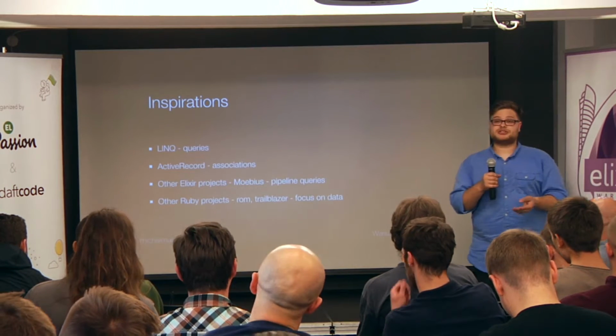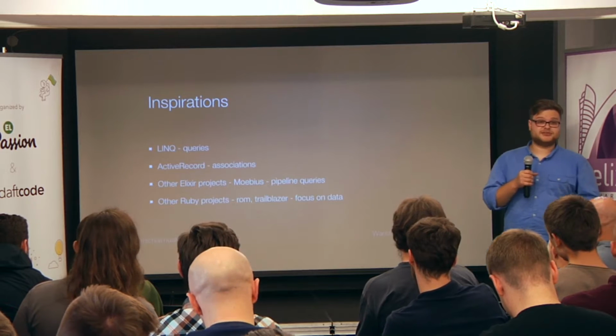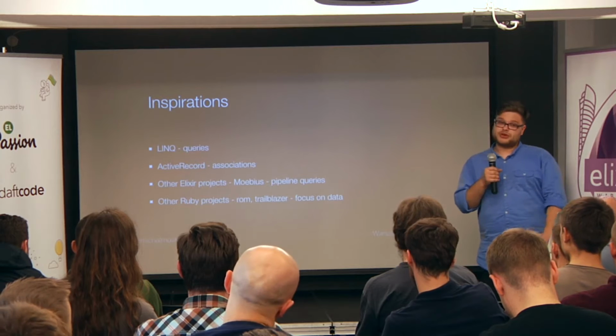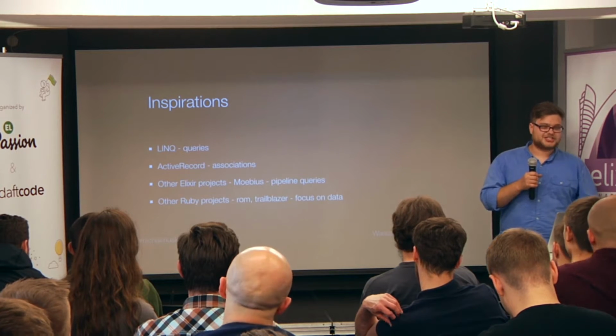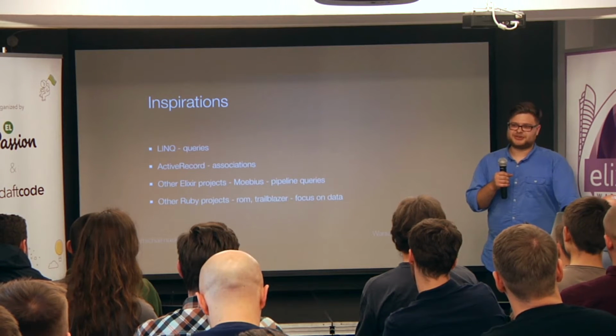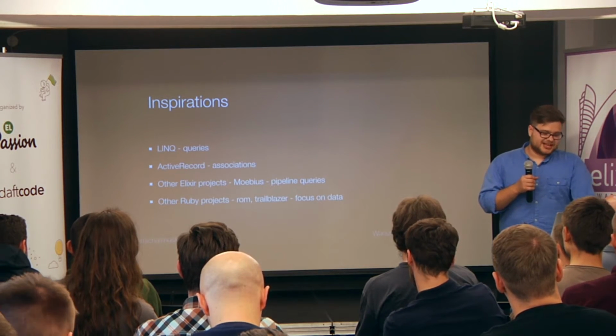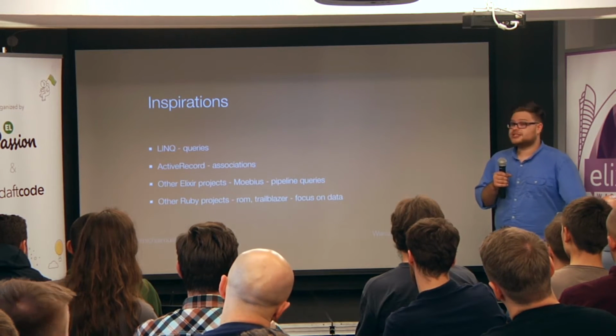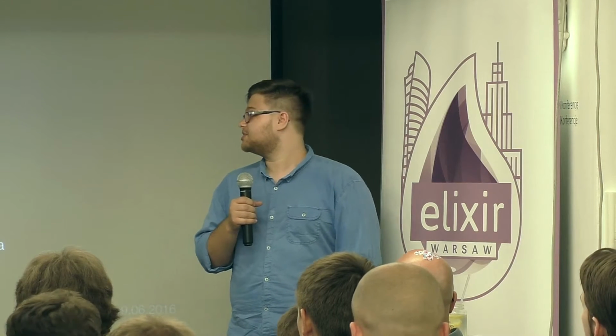So Ecto comes from multiple things. One of the big inspirations for Ecto's query syntax is LINQ from C#. Another is Active Record, although the recent changes in Ecto separated it from the Active Record inheritance. There are also some other projects that influenced Ecto, like Mobius, the other database library in Elixir, and some Ruby projects like ROM or Trailblazer.